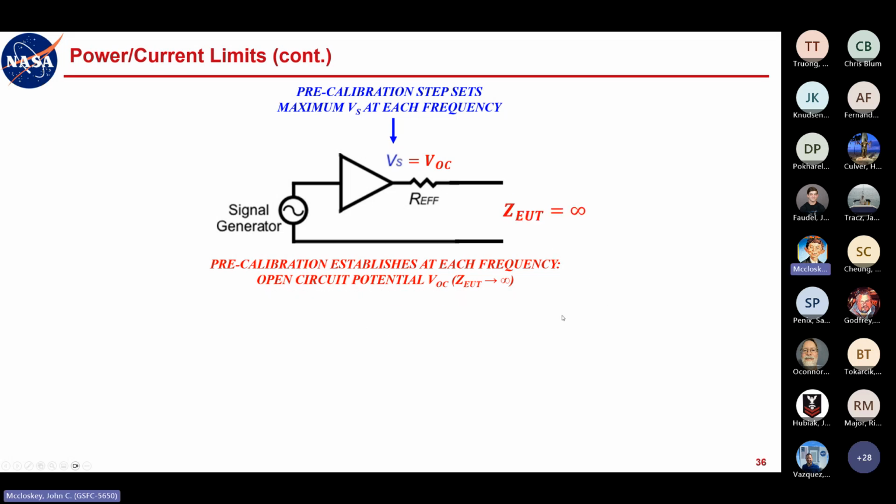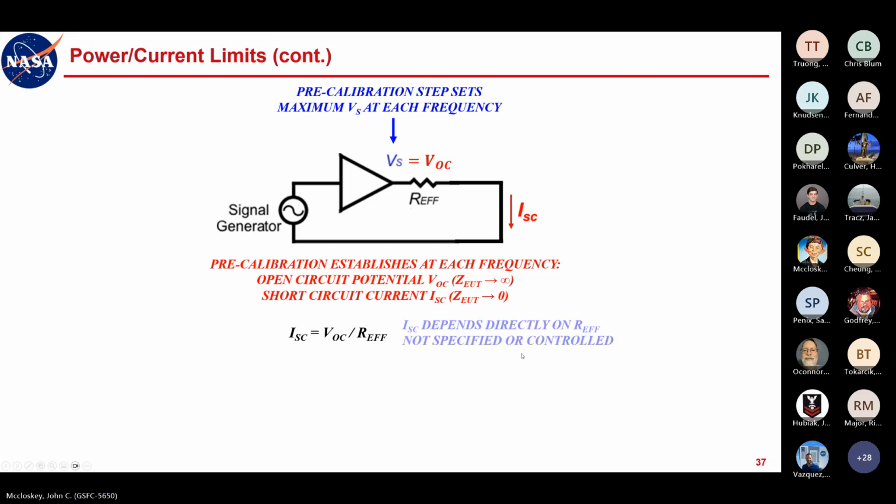But the more immediate significance of this open circuit potential is that if you look at the case where you have a short circuit, which you will have at some low impedances at some frequencies for power converter input, the short circuit current is determined by the open circuit potential divided by the source impedance. So for any kind of drive circuit, you do want some non-zero source impedance to limit the current. Now, the thing to note is that this short circuit current is going to depend directly on this source impedance, which is not specified or controlled.